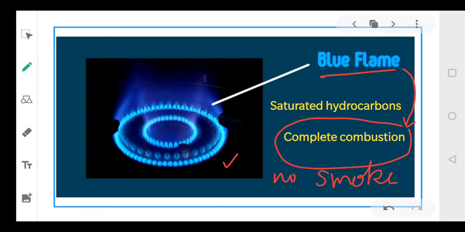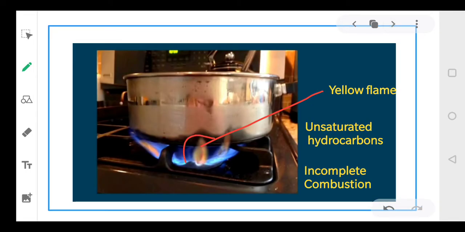So any substance which produces a blue flame undergoes complete combustion and there will be no smoke released. This generally occurs in the case of saturated compounds. So saturated compounds produce a blue flame on burning, because they undergo complete combustion and no smoke is produced. While you must have observed the yellow flame.